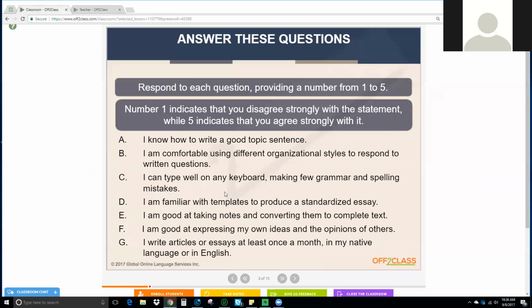Okay, because these are the things that you will be scored on. You will be scored on how well you write a good topic sentence, how well you are able to use different organizational styles to respond to written questions. Are your responses organized? Of course, as we mentioned before, you may have a keyboard that you're not comfortable with, so you should be able to type well on any keyboard so that you don't have a lot of typos, a lot of typing errors.